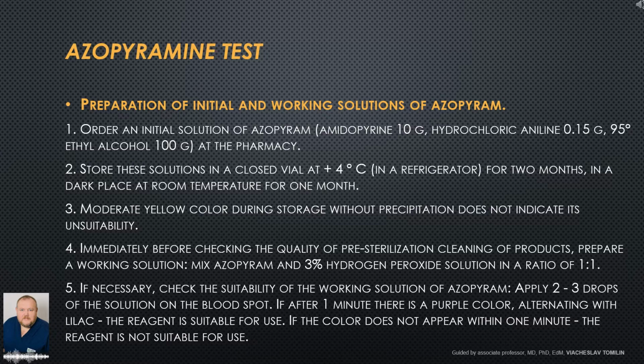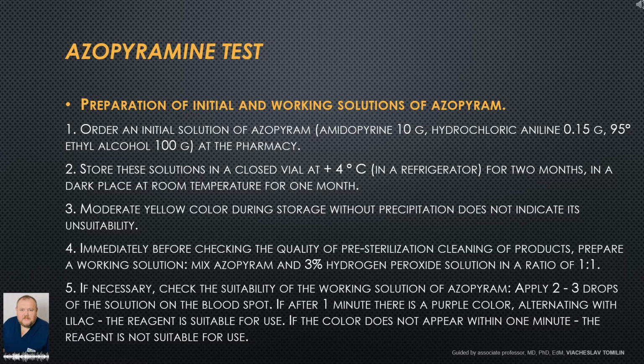3. A moderate yellow color during storage without precipitation does not indicate its unsuitability. 4. Immediately before checking the quality of pre-sterilization cleaning of products, prepare a working solution. Mix azopyram and 3% hydrogen peroxide solution in a ratio of 1:1.